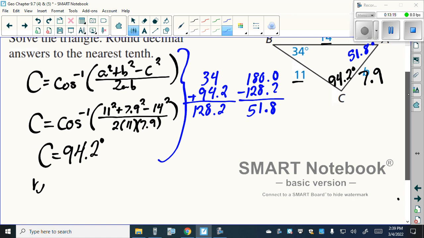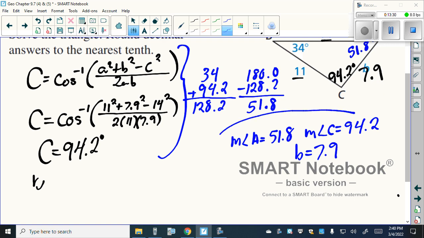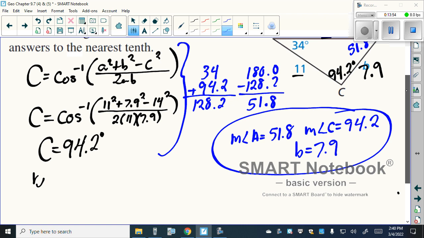So, we found that the measure of angle A is 51.8, the measure of angle C is 94.2, and B is 7.9. Questions on this? Do we like this better than law of sines? Any questions? Do we need to see another example with two sides and an angle?